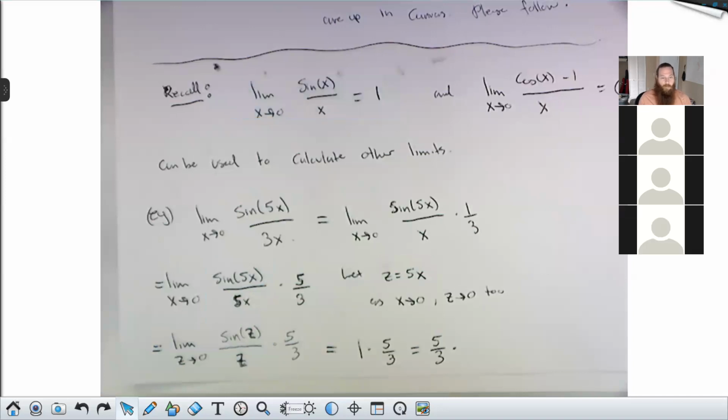How did we get 5x in the bottom again? So at this step right here, yes, I multiplied by 5 downstairs and by 5 upstairs. So I'm multiplying by 5 over 5, which is sneaky.